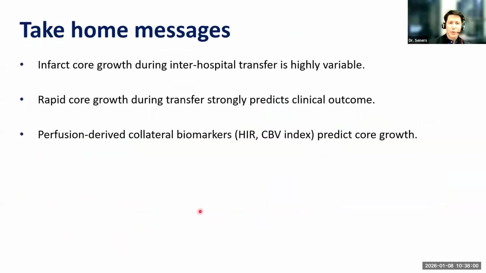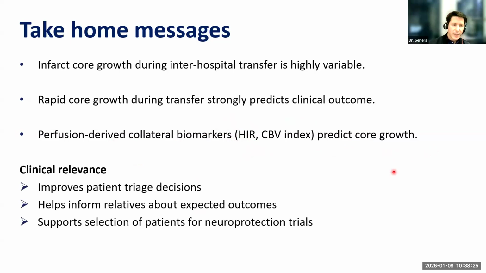First, infarct core growth during transfer for thrombectomy is highly variable. The rapid core growth during the transfer strongly predicts the clinical outcome of our patients. And we have the perfusion-derived collateral biomarker, the HIR, the CBV index, as the primary marker that can help to determine the core growth of our patient. So this has clinical relevance.